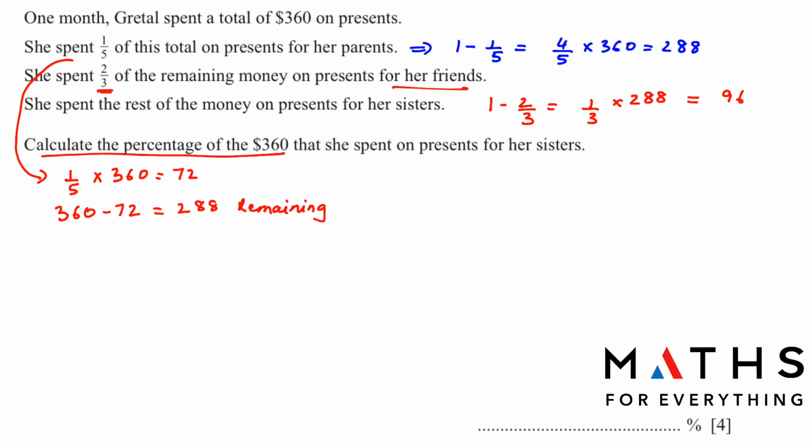Calculate the percentage of the 360 that she spent on presents for her sisters. Whenever you want to find the percentage of something, write the amount that you got over the total amount and multiply by 100. This will give you 26.66 and we round it to one decimal place. So 26.7%.